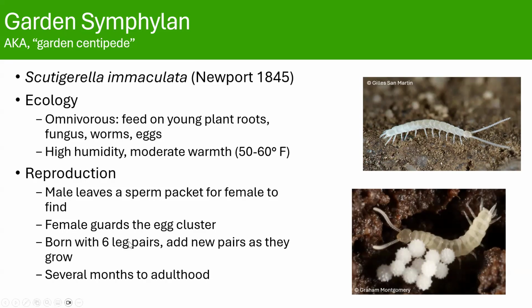They first hatch with only 6 pairs of legs, and then they'll add new pairs each time they molt their exoskeleton. They add a new pair of legs.